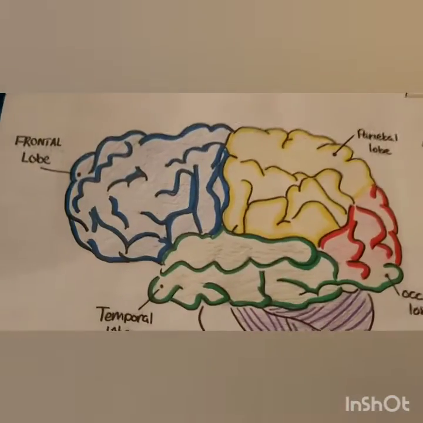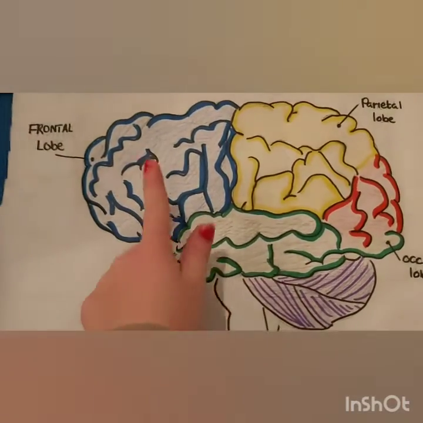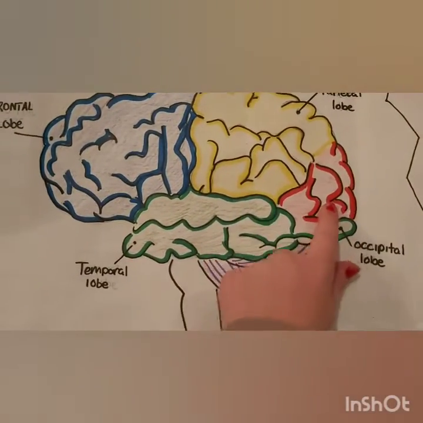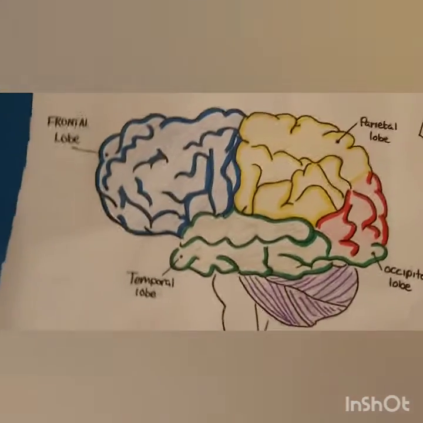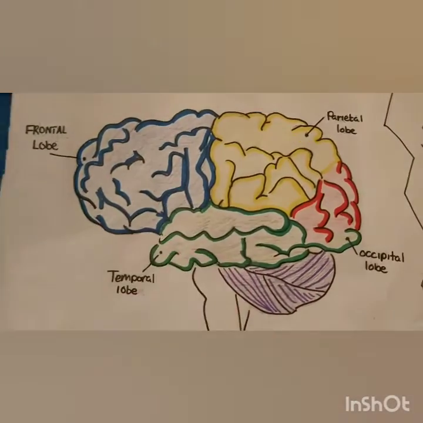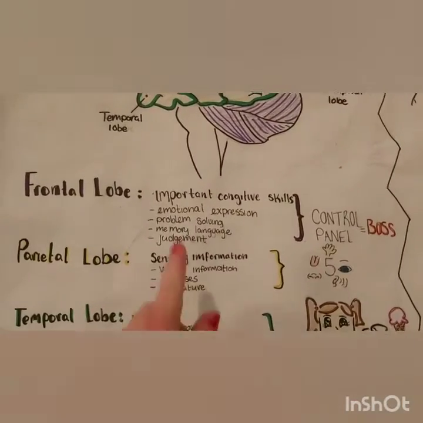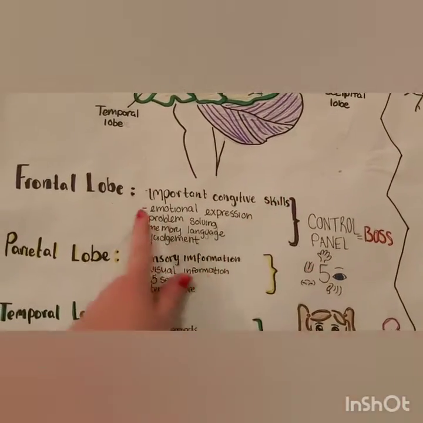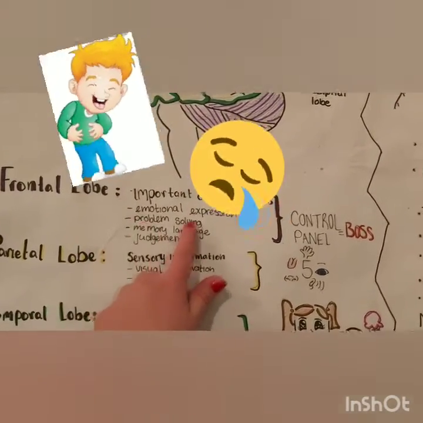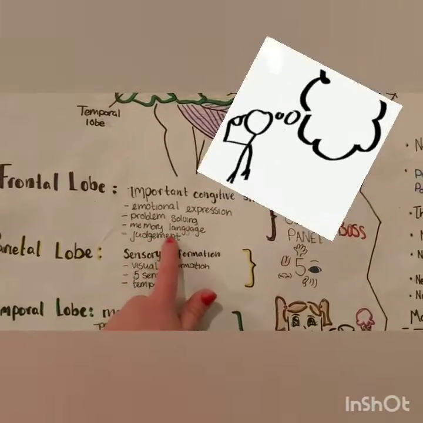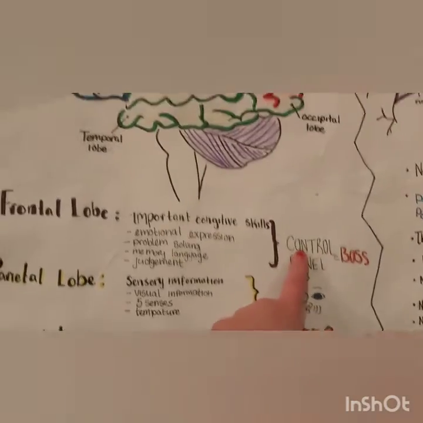Let's go right into the lobes of the brain. These are the 4 lobes that we went over quickly in the other video. This is the frontal lobe, the parietal lobe, the occipital lobe, the temporal lobe, the cerebellum, and the brainstem. Let's first go over the frontal lobe. The frontal lobe is in charge of coordinating and processing important cognitive skills, including emotional expression, like being happy or sad, problem solving, memory, language, and judgment. This is the control panel or the boss of your brain. That's how I like to remember it.